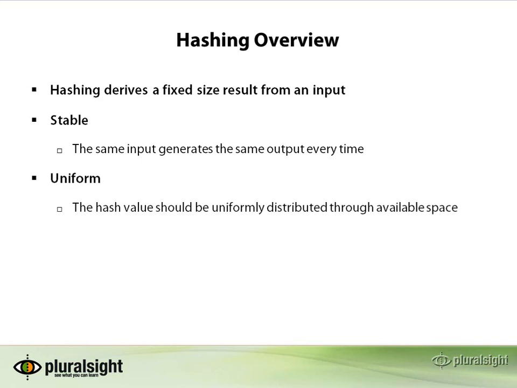Uniformity is another thing that we really look for in hashing algorithms. Now, a uniform hash is a hash that is distributed evenly throughout the available range. So if we're talking about 32-bit integers, that's really 4 billion values, give or take, that we're working with. So if you pass in a million strings, you'd expect to see roughly a million values.